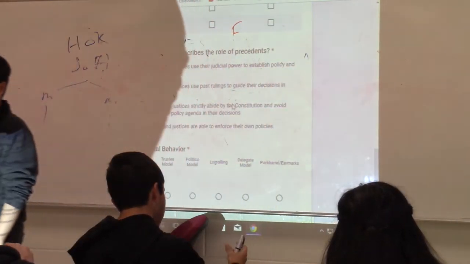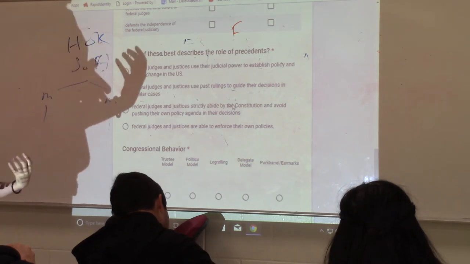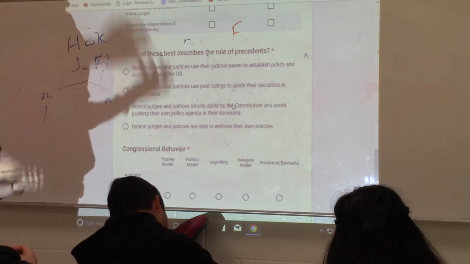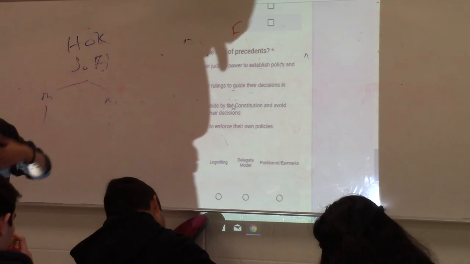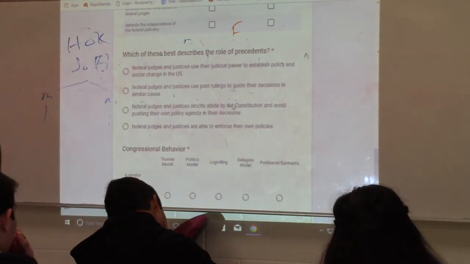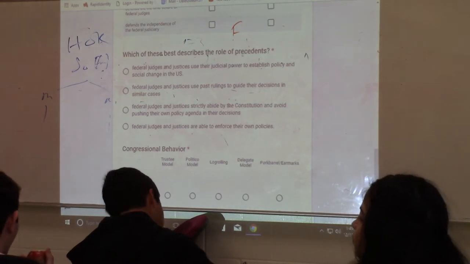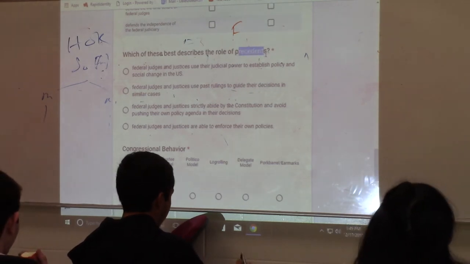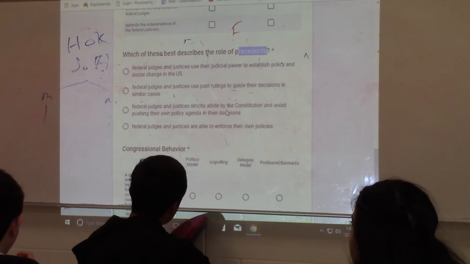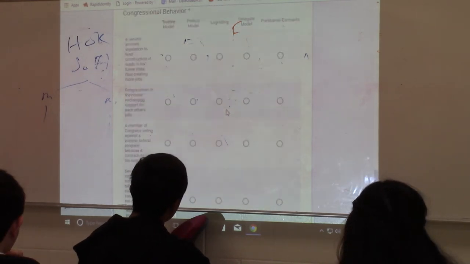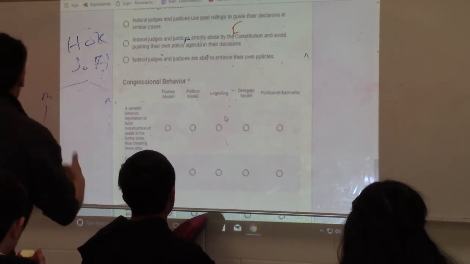Stare decisis. Everybody good? That's why all the cases that we talked about in this class are important, not because of what happened in that case, but because it's going to matter in the future. Roe versus Wade, Mapp versus Ohio, all those cases matter because they establish precedents that matter to us now, even today, and even in the future.